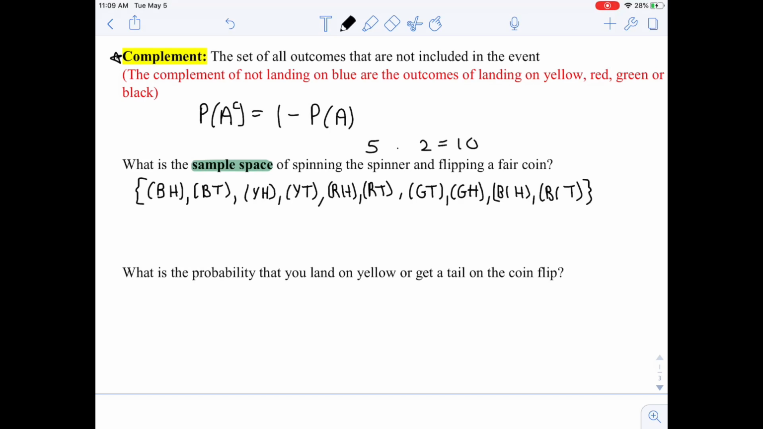Let's think about that. Up here, how many ways involve getting a yellow? So we got these 2 yellows. Okay, how many of them involve a tail on the coin flip? So this is a tail. We already counted this one, we don't need to do it again.